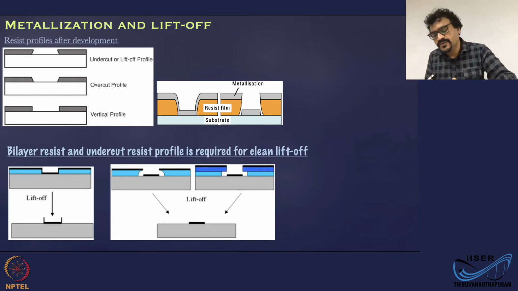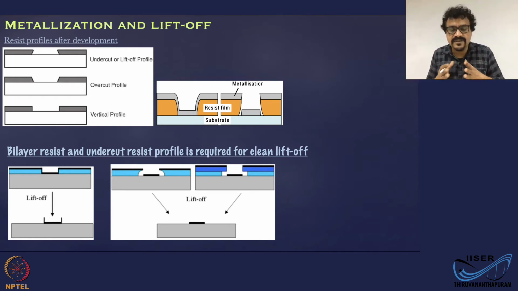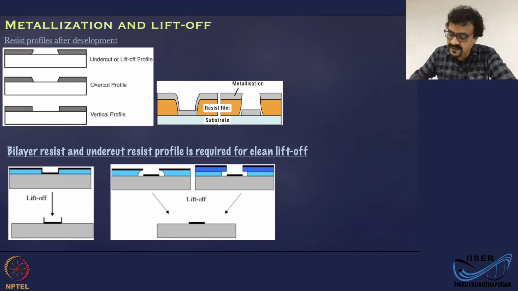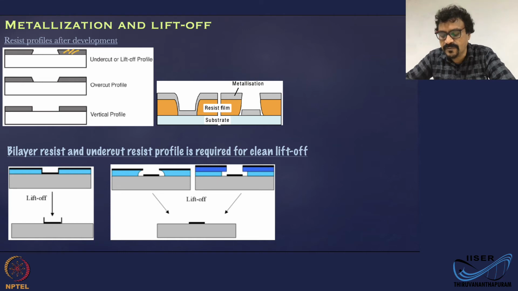When you finish the lithography, either with electron beam or with light, you will generally end up with three profiles after developing. Okay, you have something called an undercut, where you have a wider region close to the surface and a narrower region, a neck kind of region, at the top. This dark region is the resist, photoresist or electron beam resist, and this is the substrate.